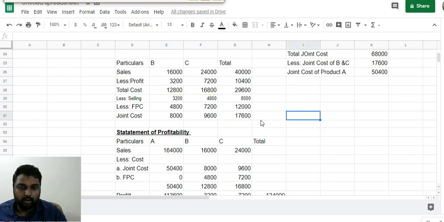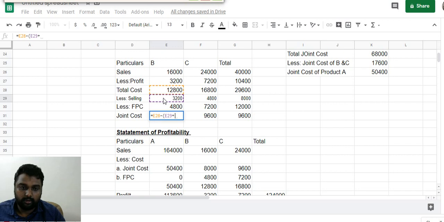So your joint cost will be what? Total sales minus profit, you get the total cost. Joint cost will be total cost minus these two costs, that is selling and further process cost. 9,600. So here it will be total cost minus these two costs.